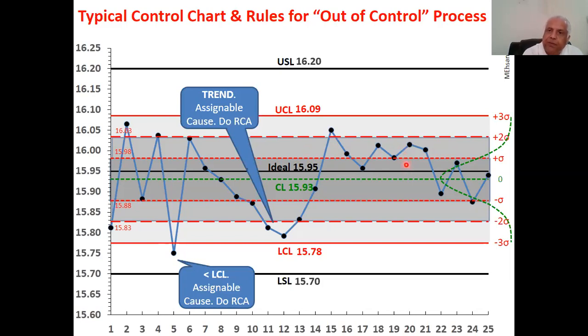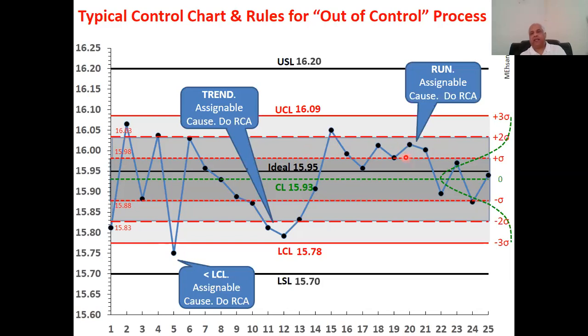This is referred to as the shift or run. And this again needs to be investigated. Again, a set of same data points on the same side of the central line is considered to be a run. But again, this is not hard and fast.